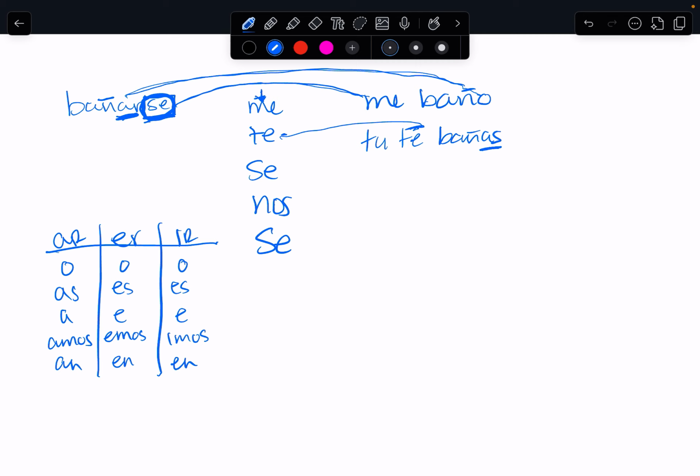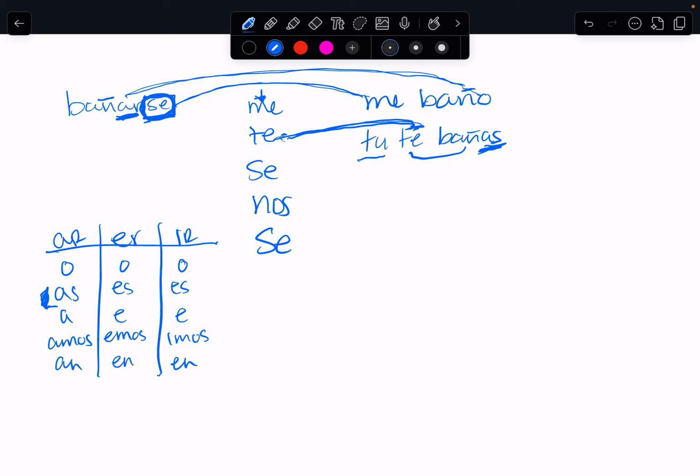So you have bañarse. If I'm trying to say you shower, I would say you shower yourself. Does that make sense? So bañas is being conjugated to the as that is right here, and te is being used because it's a reflexive pronoun. So what does it mean? It means that whatever the action is, when it has a se, it's reflexive. So it means that you're doing it to yourself.